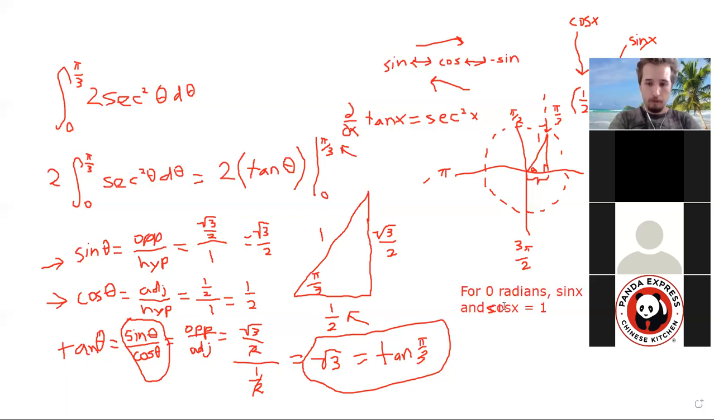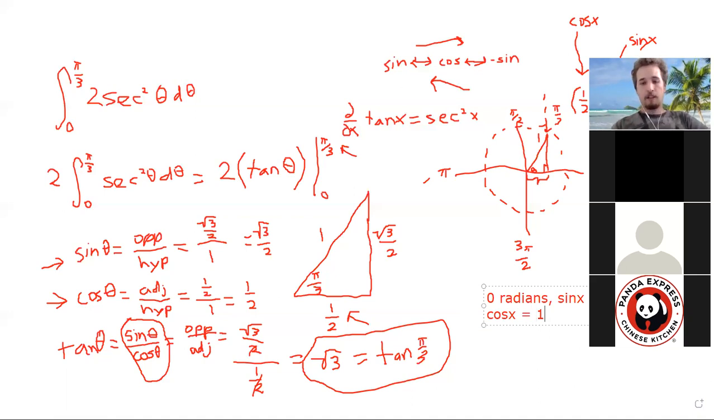Hold on one second. I don't know how to get rid of this one little s here. I'm going to rewrite that. 0 radians, sine of x equals 0, cosine of x equals 1.